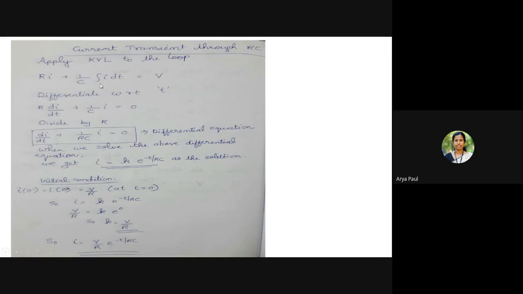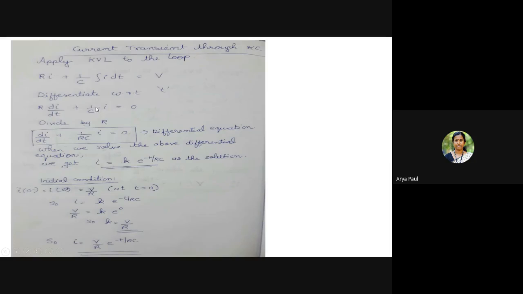The voltage across the capacitor is 1 by C integral I dt. That also you have studied. Now differentiate this whole equation with respect to t. R is a constant, so we get R into di by dt plus 1 by C, and you are differentiating the integral part. Integral and differentiation will get cancelled, and the remaining will be I.